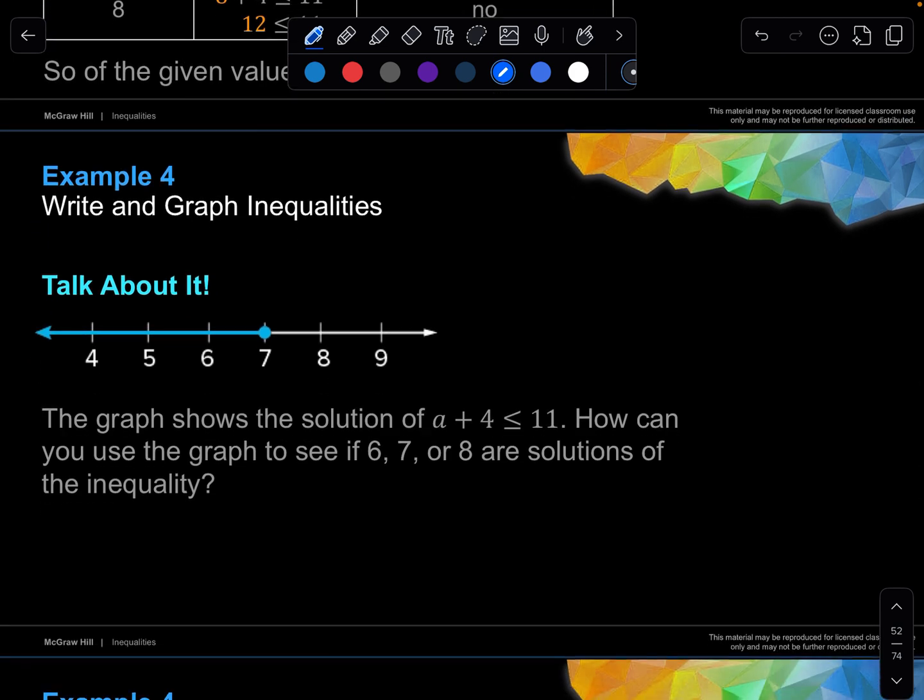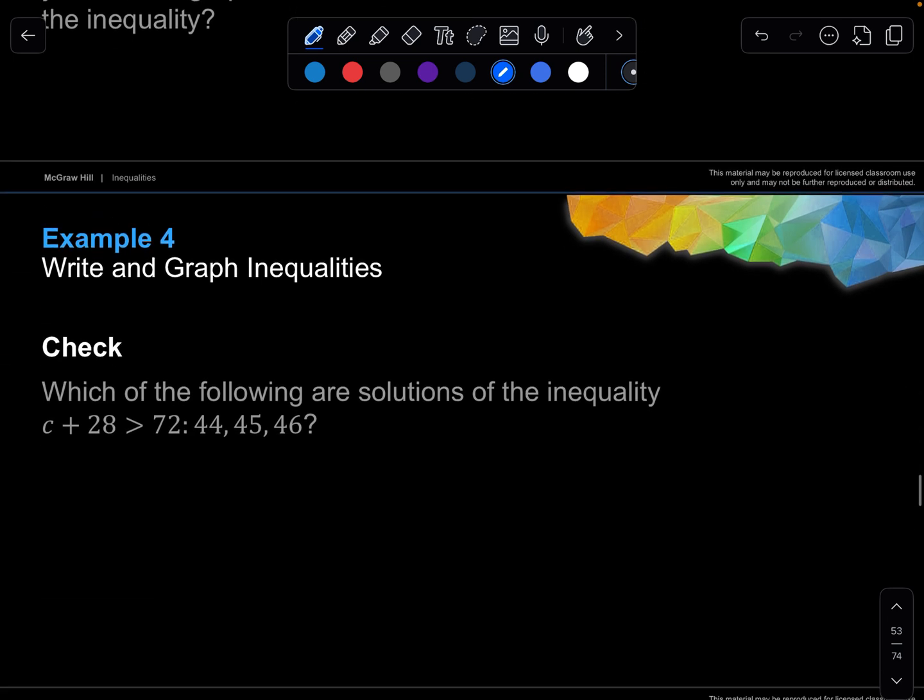So on this graph, you can see that 6, 7, and so forth are solutions. Now, using this graph, you can directly see whether 6, 7, and 8 are solutions of the inequality. You can see that 8 is not a solution. I want you to do this check problem on your own, and we'll stop right here.